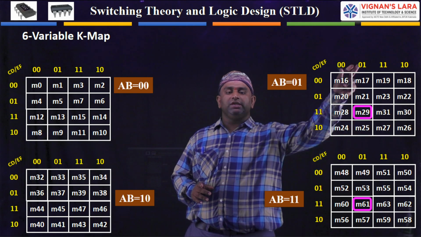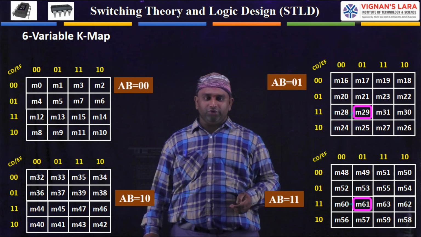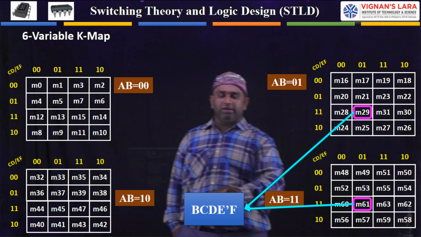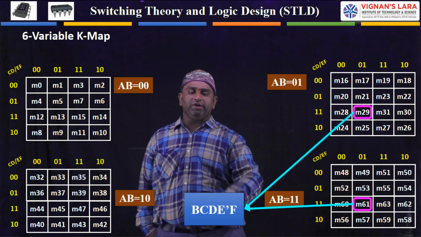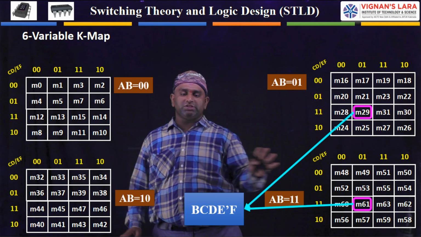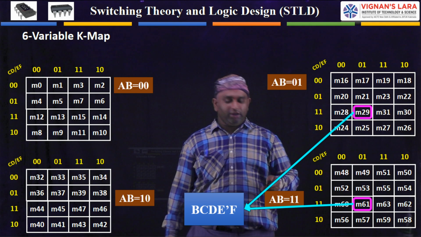Next, this is E bar F. You can write down CD E bar F, and see here, I have written CD E bar F. Before that, B value is common, so I have written B value.